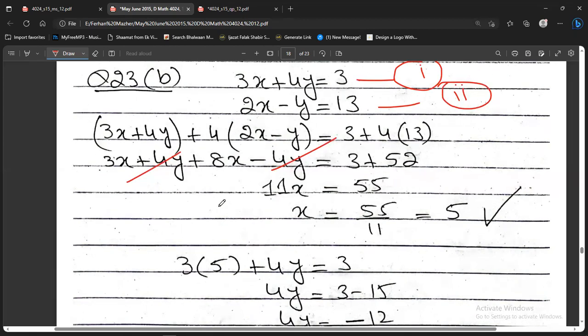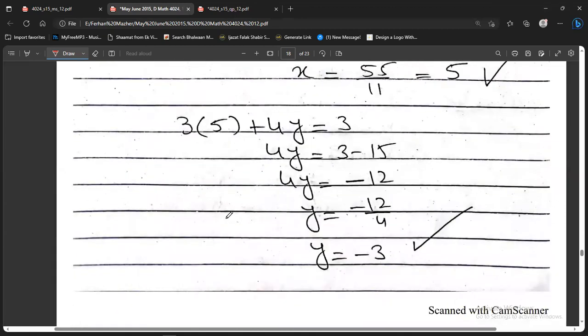Okay, so I will put this in my first equation: 3 into 5 plus 4y equals 3. So 4y is equal to 3 minus 15, and 4y is equal to minus 12. y is equal to minus 12 by 4, and y will be equal to minus 3.